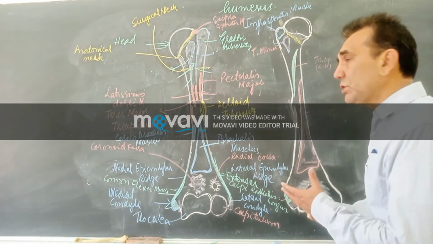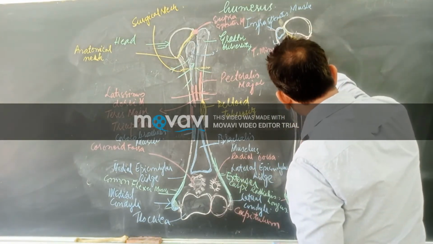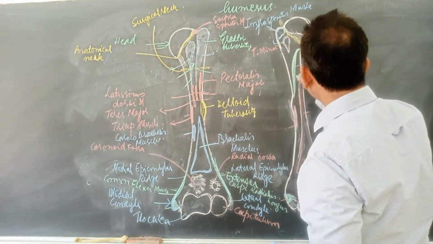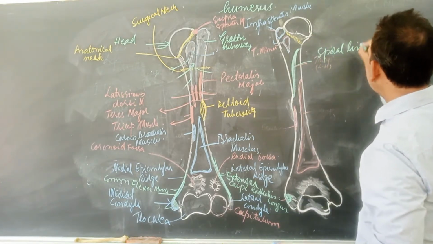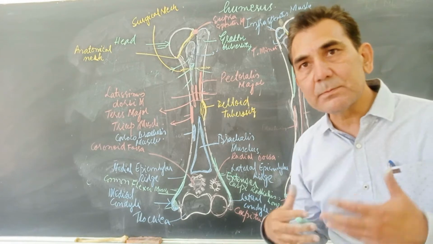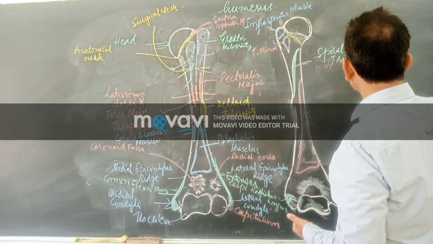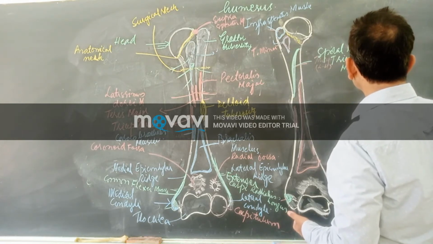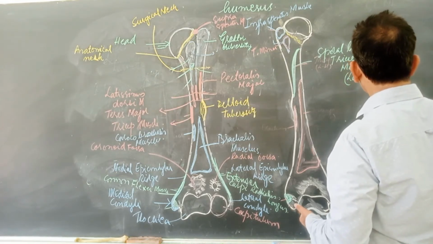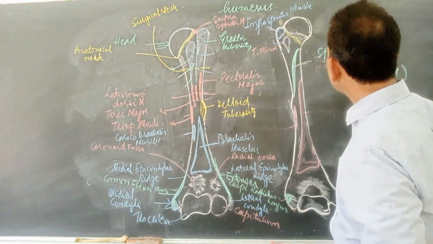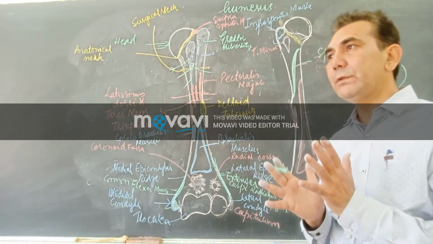If you see the posterior side of the humerus bone, there is a line here, and this line is called the spiral line. This spiral line is for the attachment of the triceps muscle. The lateral head of the triceps muscle attaches over here on the spiral line, on the posterior surface of the shaft of the humerus.